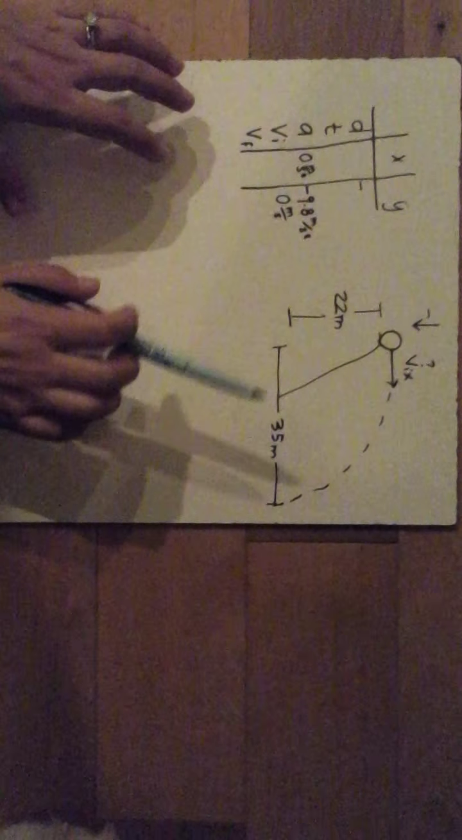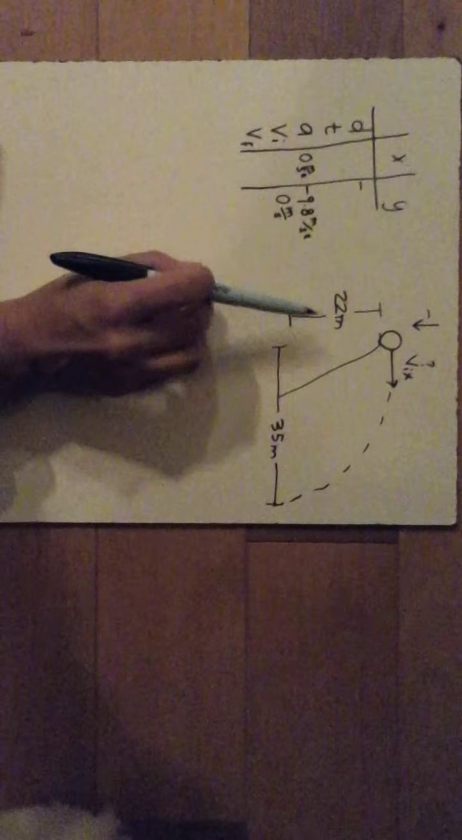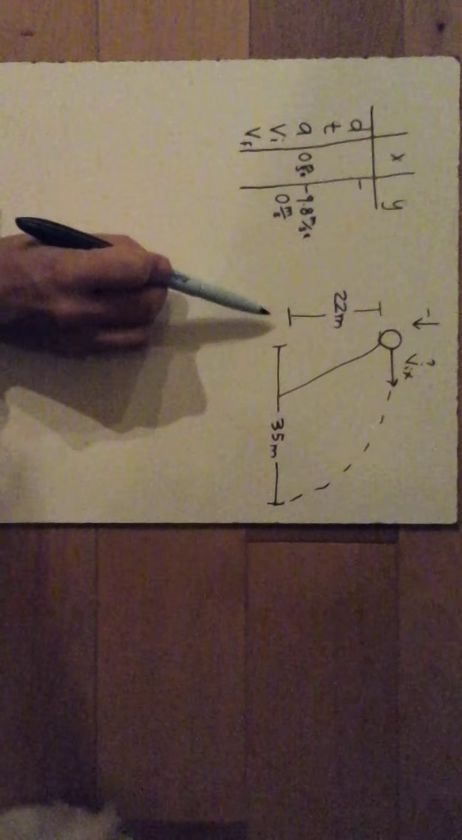Now I can fill in the numbers that I was given at the beginning of the problem. Cole, no kisses. Okay, so the first thing I'm going to put in is this 22 meters right here.